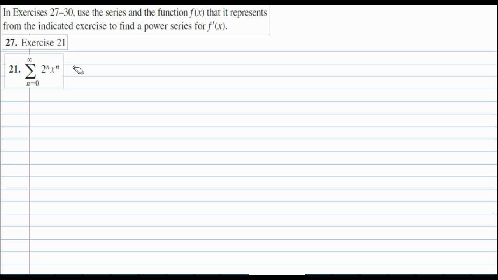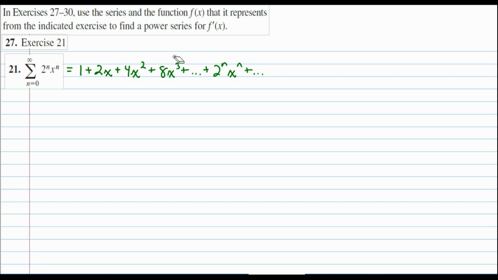Now try problem number 27. It says use the series and the function f of x that it represents from the indicated exercise to find a power series for f prime. So we're not comparing two series in this case, we're simply finding the derivative of this power series. I'm going to expand the power series first. If n was 0, my first term would be 1. If n was 1, it'd be 2 to the first x to the first, plus 2 squared x squared, 2 cubed x cubed, plus, you get the idea.